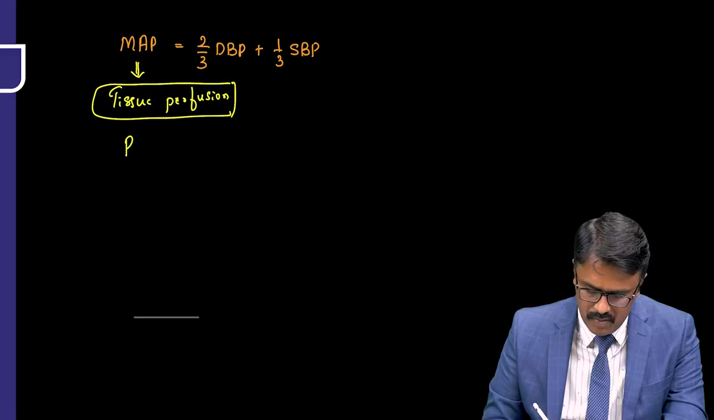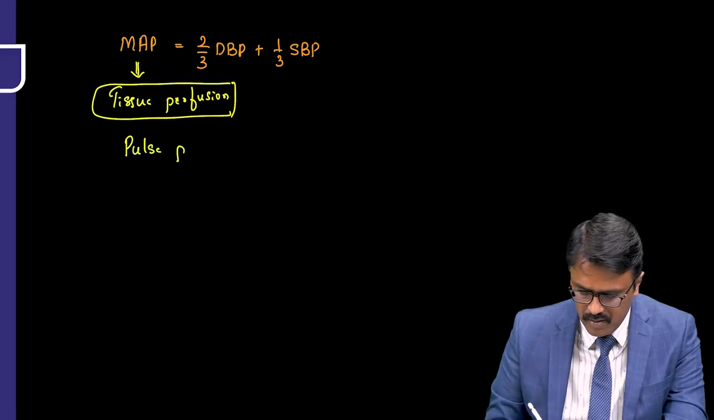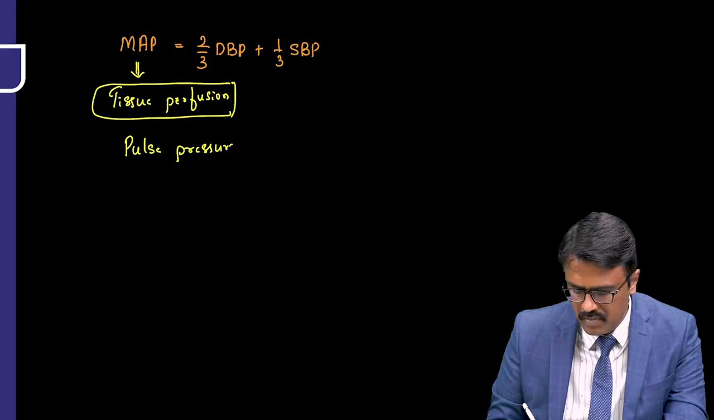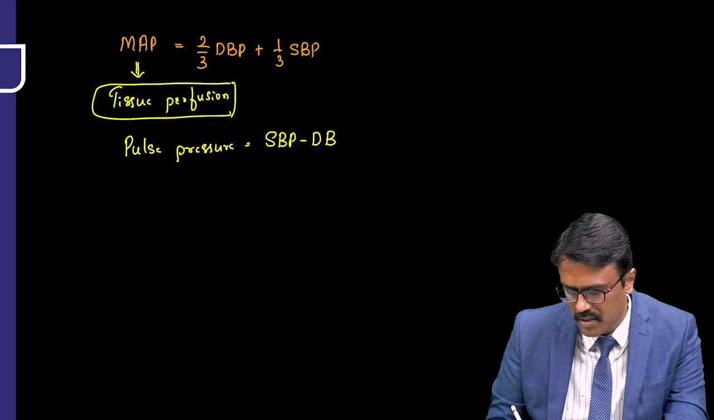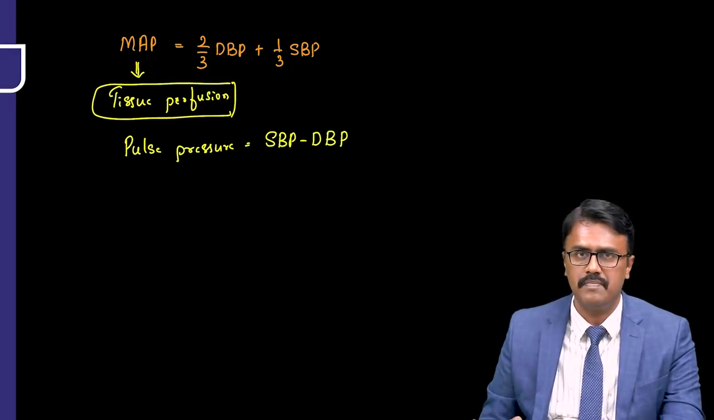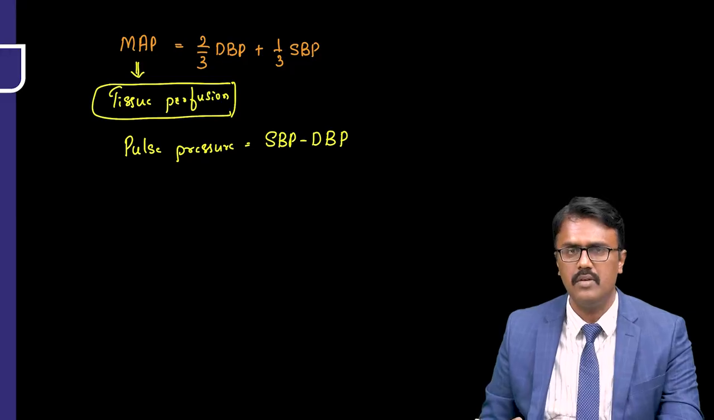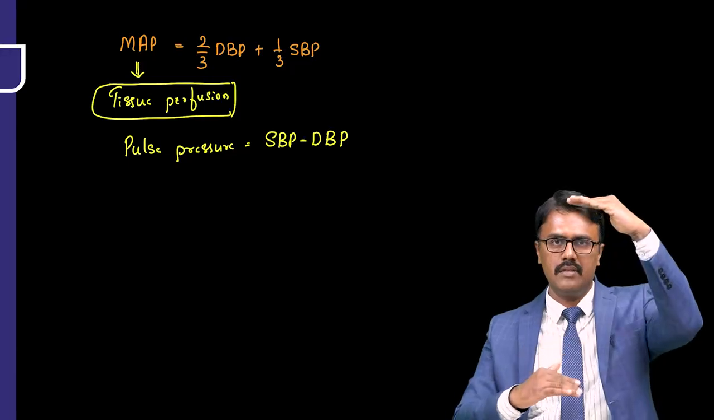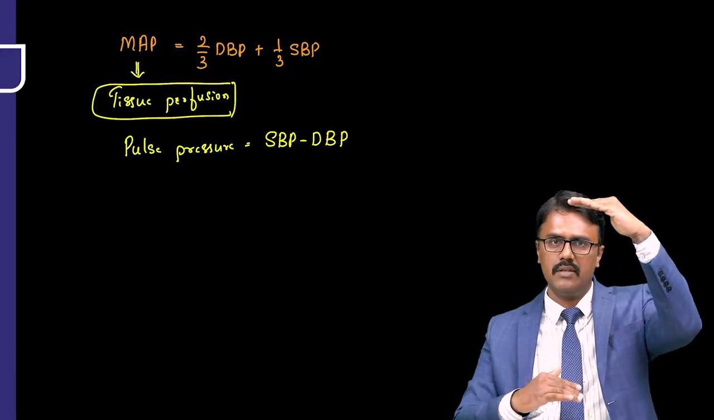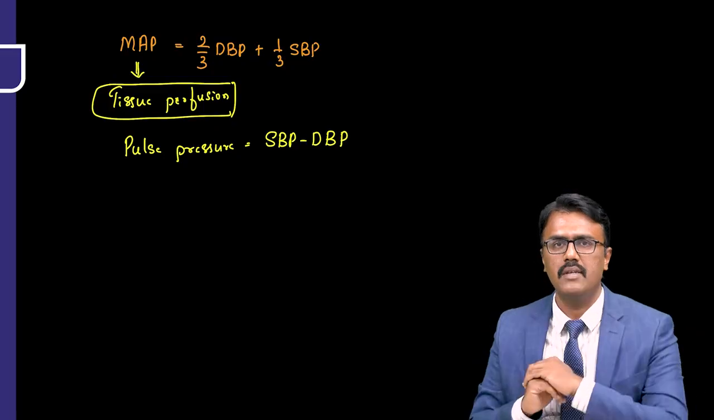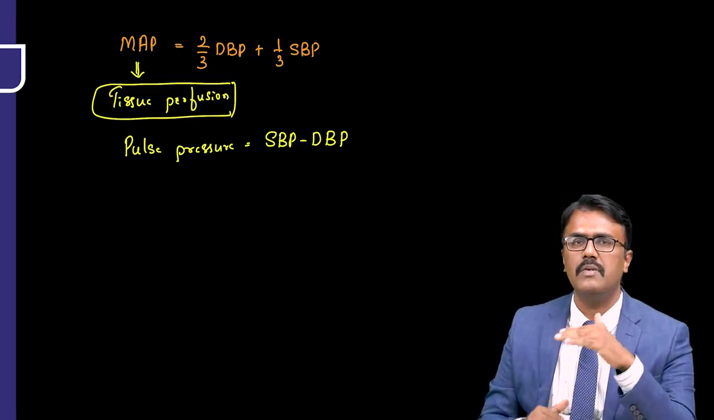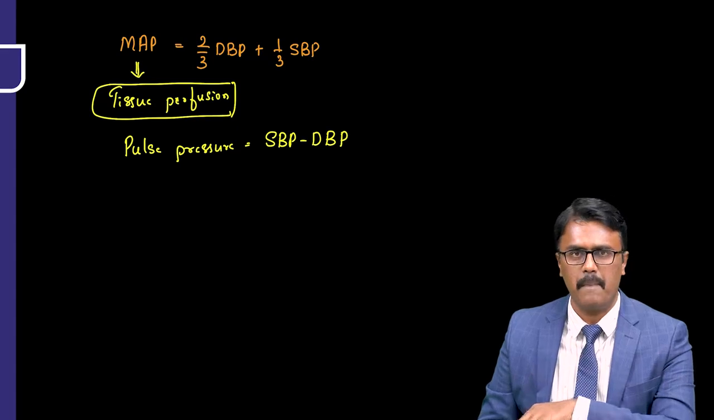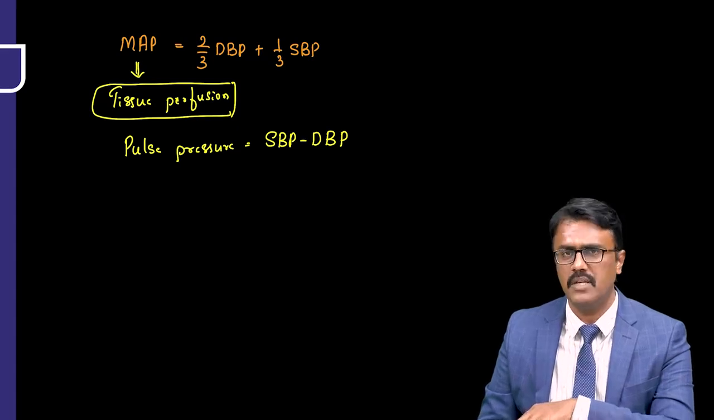Now, there is something called pulse pressure. Pulse pressure is the difference between systolic blood pressure and diastolic blood pressure, that is called the pulse pressure. So, if systolic blood pressure and diastolic blood pressure increase like this, the pulse pressure also increases. If they decrease like this, the pulse pressure decreases. So, it's the difference between systolic and diastolic blood pressure. That is the pulse pressure formula.